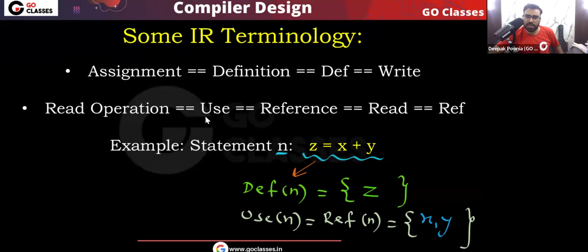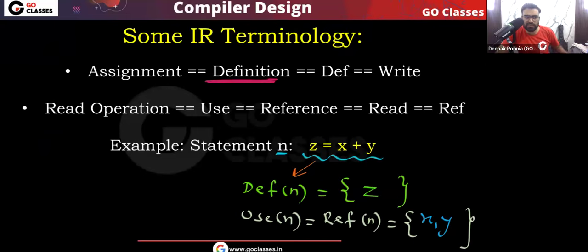One more thing, remember, here don't confuse with the C language. In the C language, we say that any variable is defined only once. Yes or no? You cannot define a variable more than once. But remember, in our intermediate representation terminology, or in the compiler design terminology, when we study intermediate code optimization, then remember, definition simply means assignment.